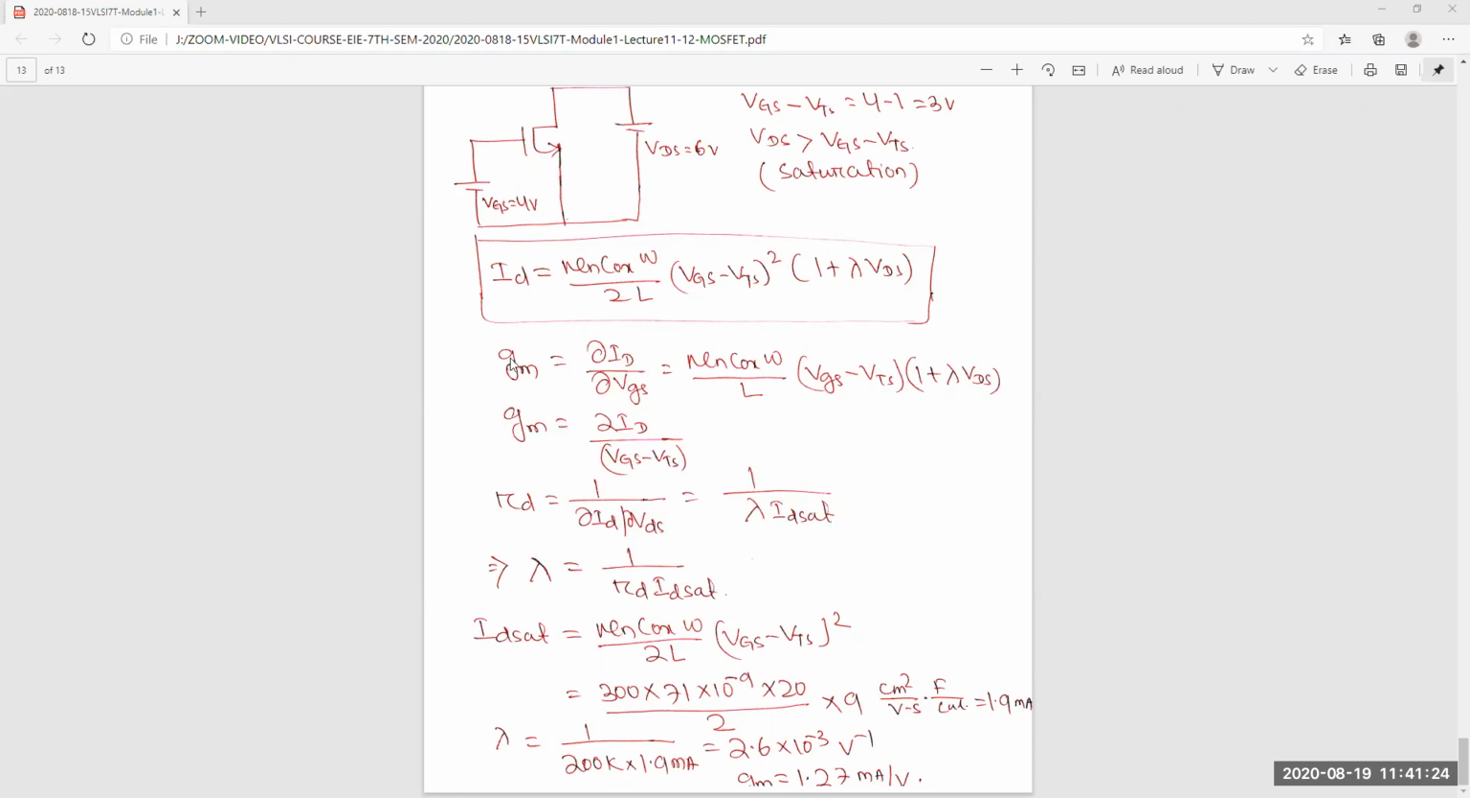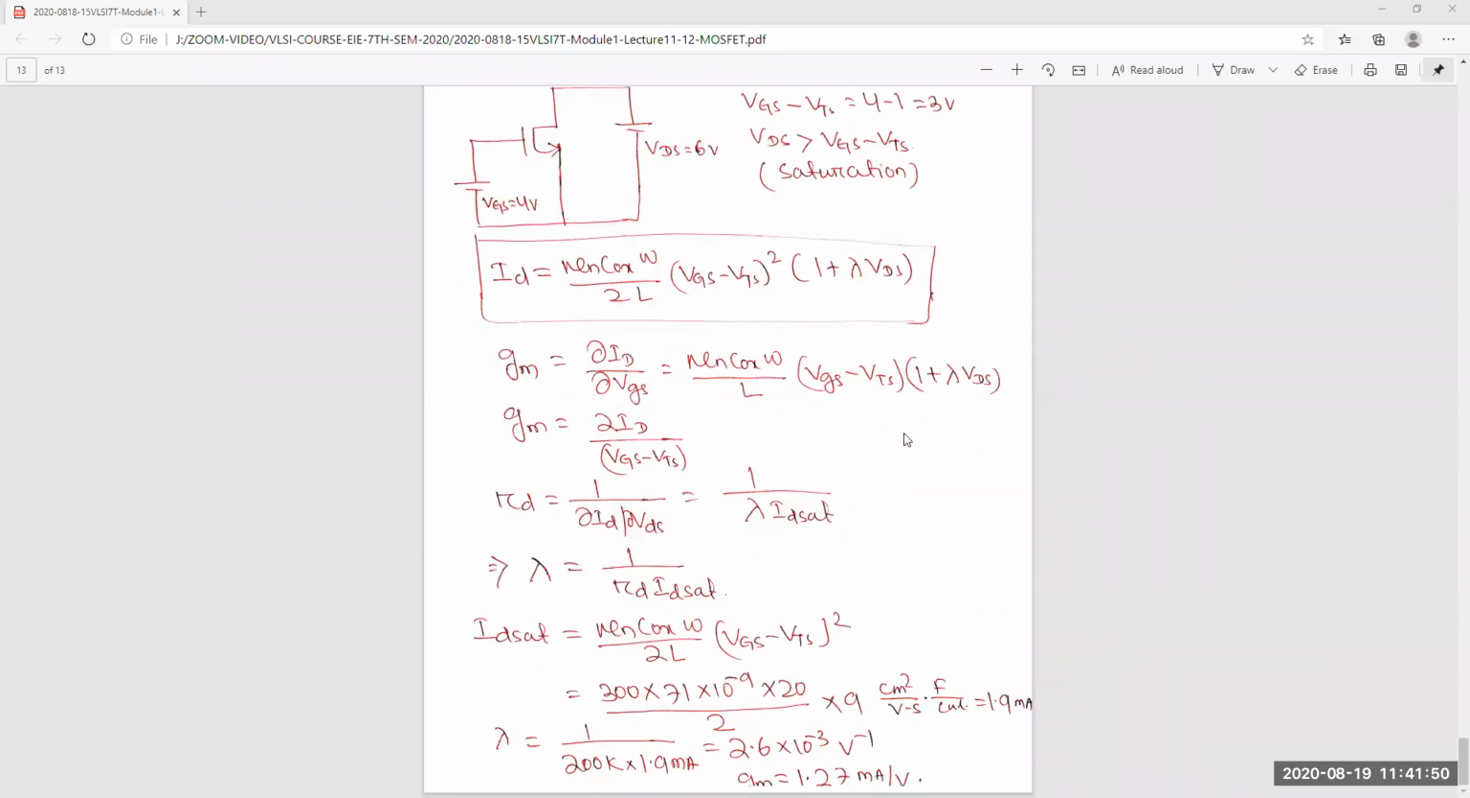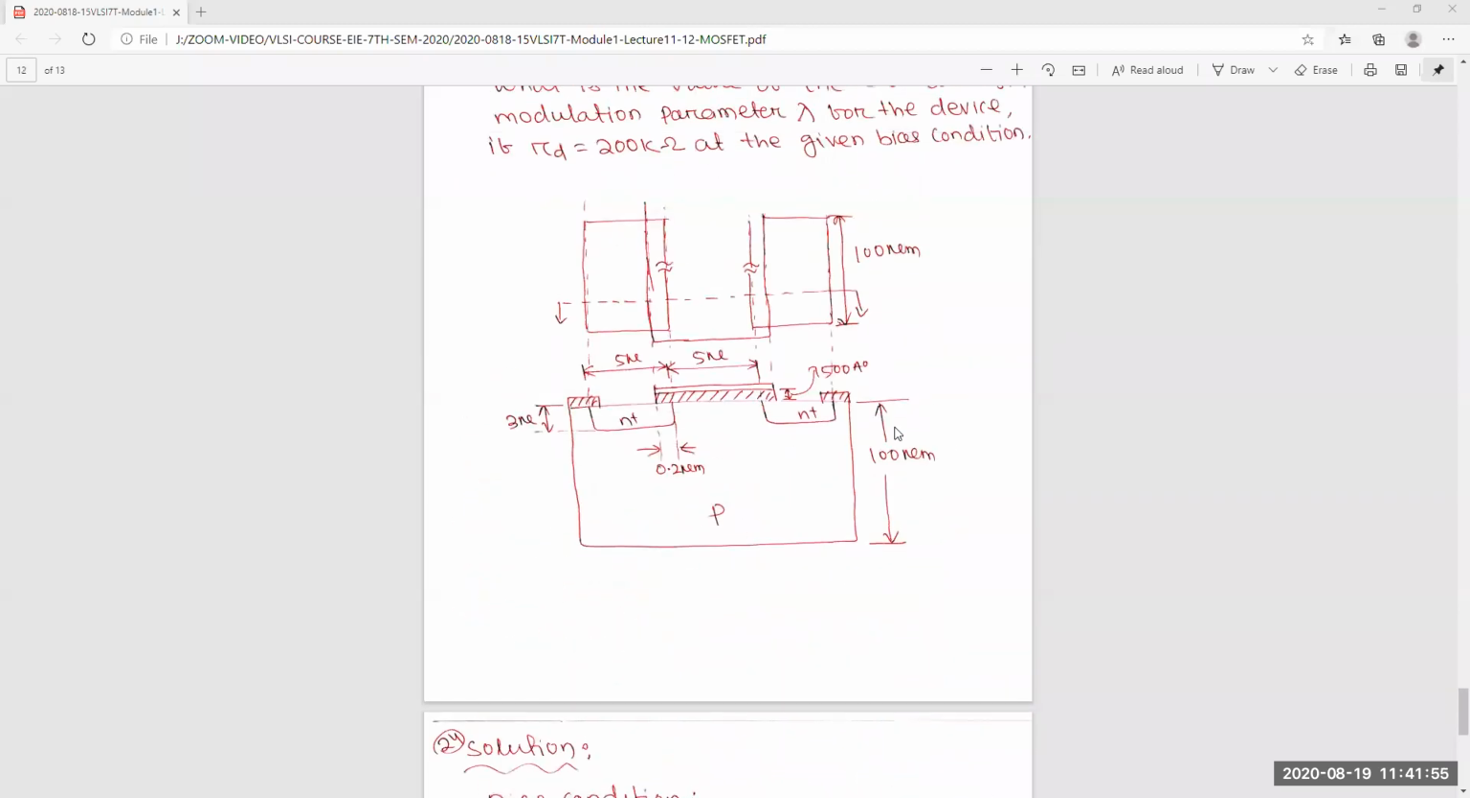If you take the derivative with respect to VDS, you will get this. So you can calculate RD from here. Finally, lambda is equal to 1 by RD ID sat. ID sat is nothing but the current without that 1 plus lambda VDS term. So you can calculate this, and finally you will get this. Just try this problem on your own and compare with this result, whether you are getting the correct result or not.